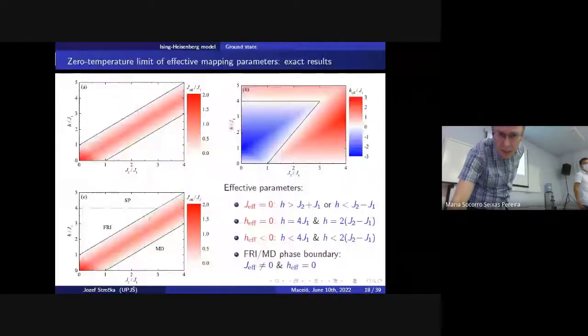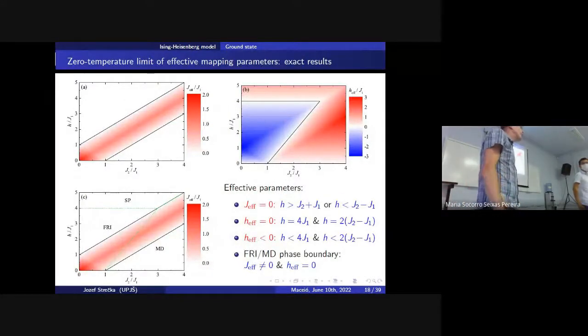We come here, and the answer is no. And the reason is very simple. If you look, the effective coupling is always greater than 0. The effective coupling is always ferromagnetic. And once we have a ferromagnetic effective coupling, you cannot have a non-zero effective field and non-zero ferromagnetic coupling phase transition. Ferromagnets cannot have it.